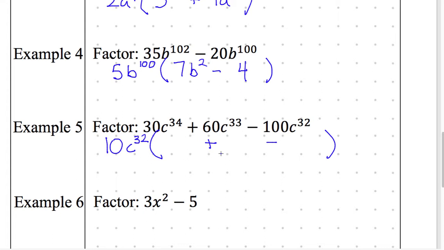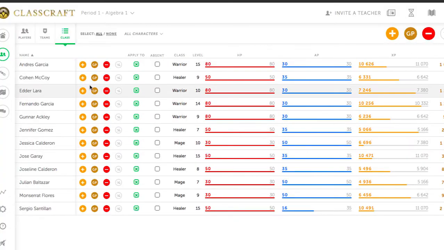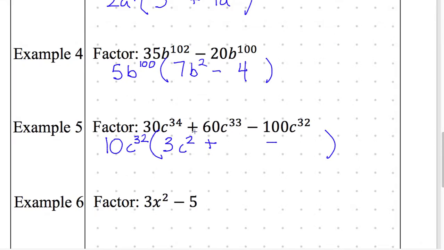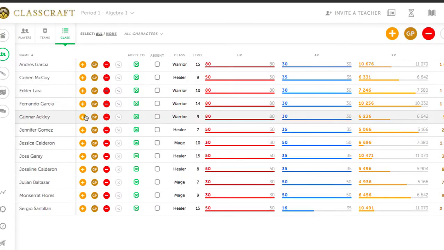All right, I need 3 volunteers. Who's it going to be? Andres is going to do the first one. So it's going to be 3c to the second power? Beautiful, yes. 3c to the second power. Thank you, Andres. Gunnar, yes. 6c to the power of what? 6c to the power of 1, and I can just leave it as 6c. You can do either way. Both are correct. Thank you, Gunnar.